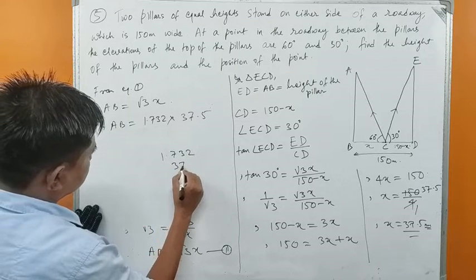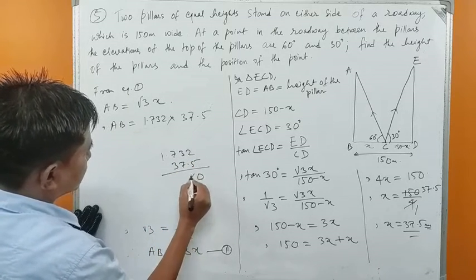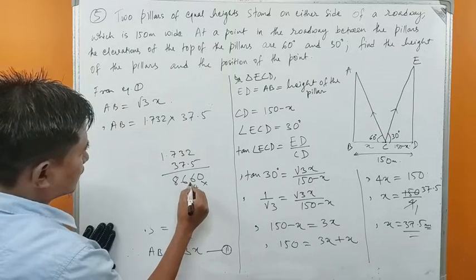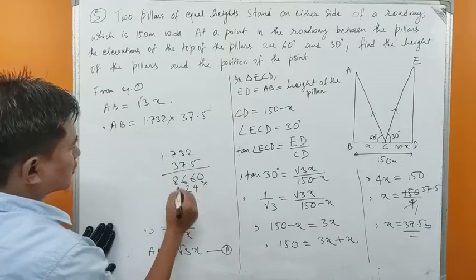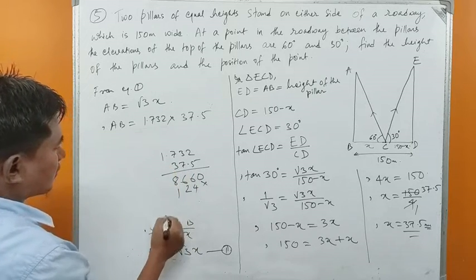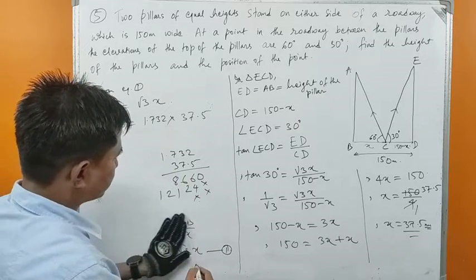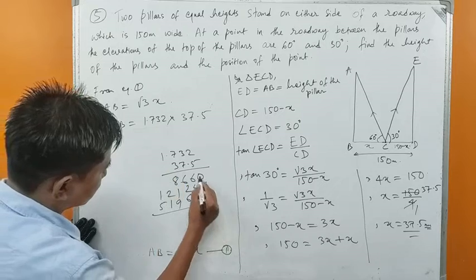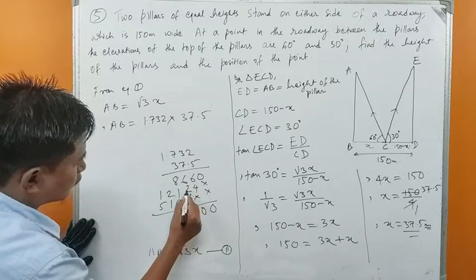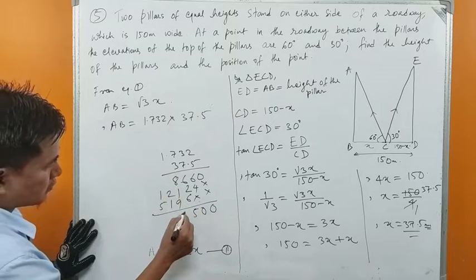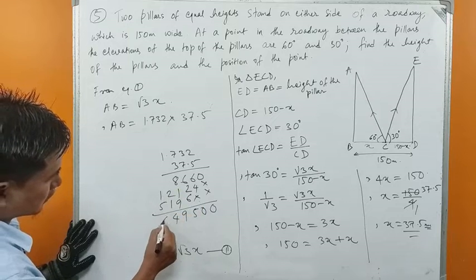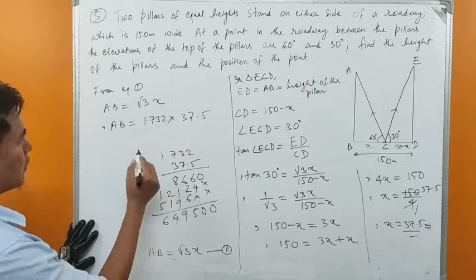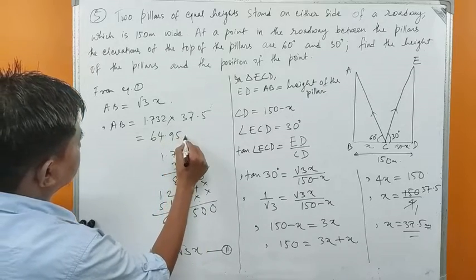1.732 into 37.5. 5 2s are 10, 5 3s are 15, 16, 5 7s are 35, 36, 5 1s are 5, plus 3, 8. 7 2s are 14, 7 3s are 21, 22, 7 7s are 49, 50, 51, 7 1s are 7, plus 5, 12. 3 2s are 6, 3 3s are 9, 3 7s are 21, 3 1s are 3, plus 4, 5. Adding everything up, and placing the decimal point after two places, we get 64.95 meters.